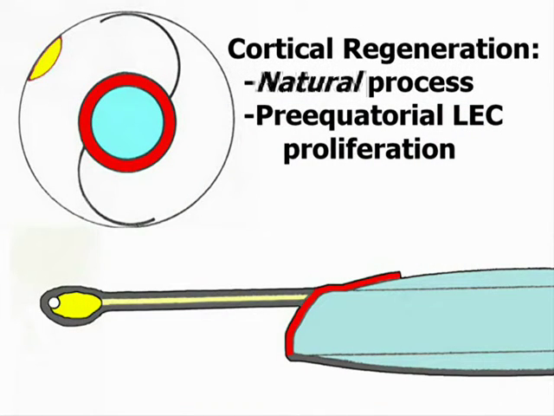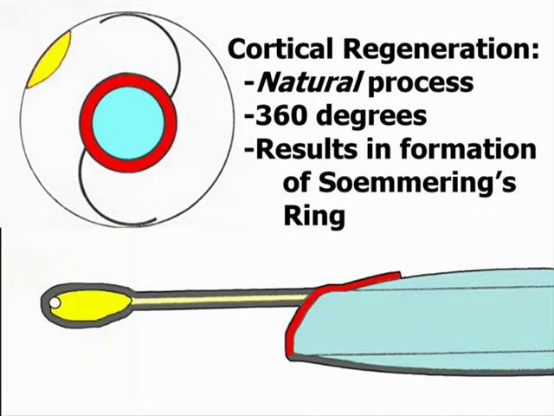Cortical regeneration is a natural process. It is the result of preequatorial lens epithelial cell proliferation. This process will take place for approximately 360 degrees of the lens equator, and it will result in the formation of Soemmering's ring. For the purposes of this video, however, we will show it isolated from the 10:30 meridian.